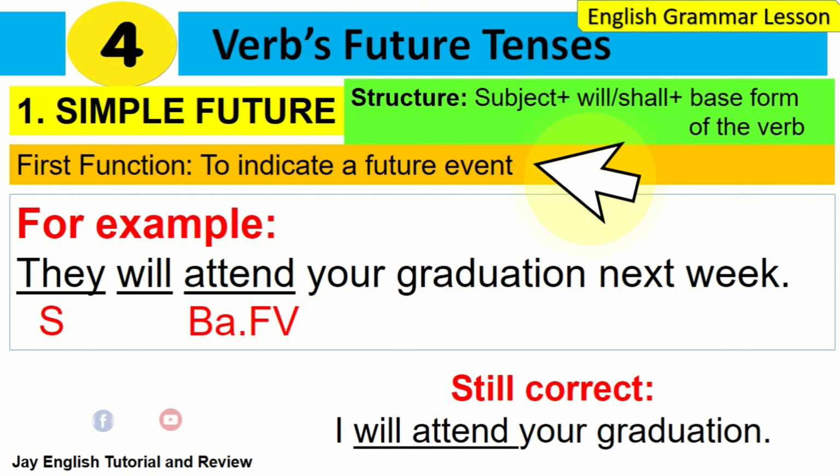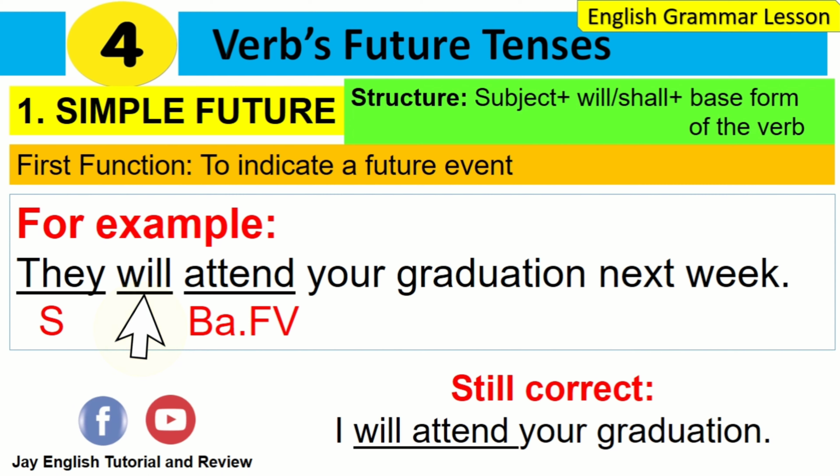The first function of the simple future is to indicate a future event. For example, they will attend your graduation next week. So let's check the structure first. We have here they as our subject, followed with the modal will. You may also use shall if you like. Then followed with attend. Attend is the base form of the verb. Then your graduation next week.